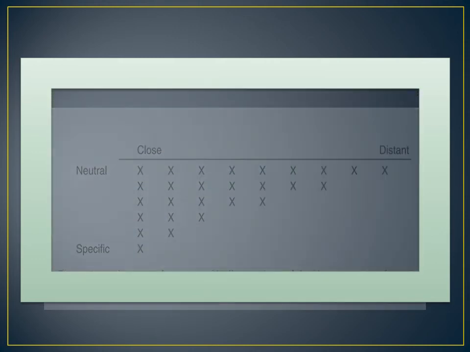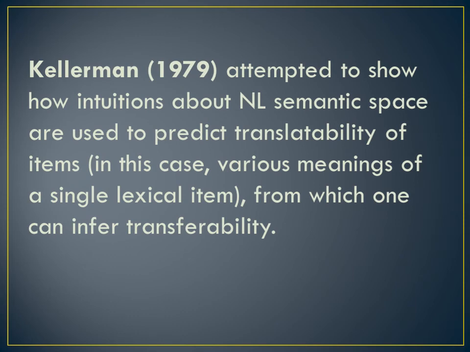So, in an empirical study, Kellerman, 1979, attempted to show how intuitions of native language semantic space are used to predict translatability of items, in this case, of various meanings of a single lexical item, from which one can infer transferability. To determine native language influences, Kellerman gave Dutch learners of English a list of Dutch sentences with various meanings of the word breken, which means to break, and asked them which of the translation equivalents they thought could be used in English. What Kellerman found was that the concept of coreness was important.